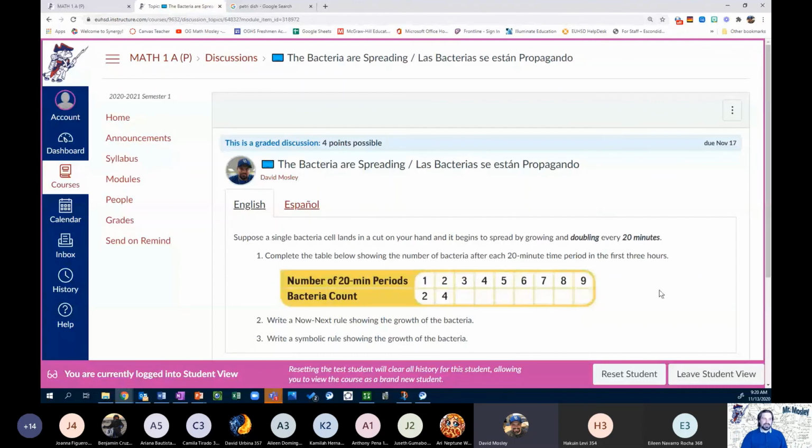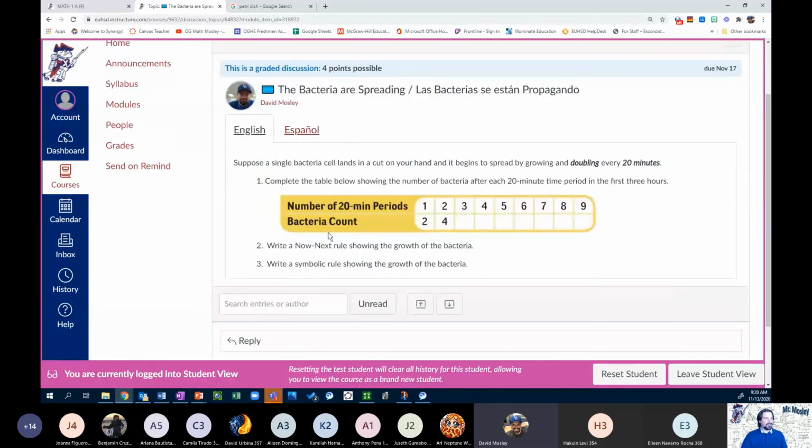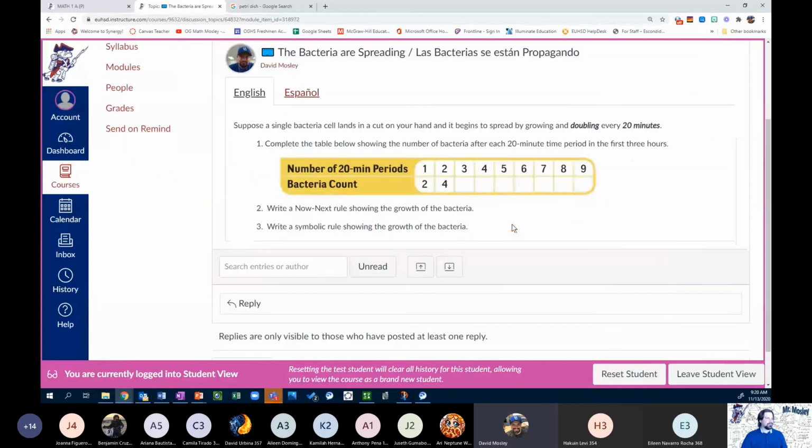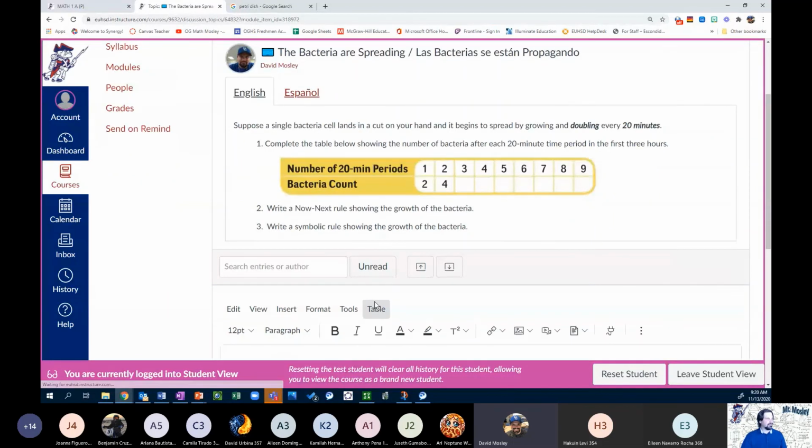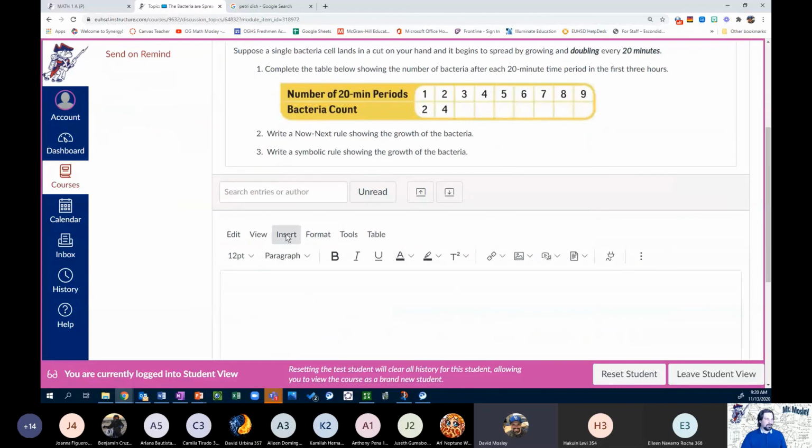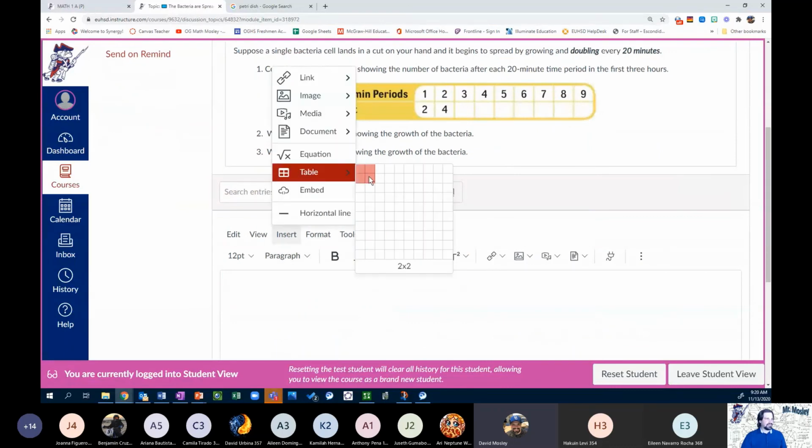In this case, I'm not asking you to calculate with the symbolic rule. I want you to find the symbolic rule, the now next rule, and complete the table. That's the entirety of the task. All right. So in completing this table, when you go to reply, you can put in a table. You can actually just recreate the table as closely as you want. You'd need a 10 by 2 table, in which case the first 2 left-hand side boxes would be the name of each row of the table.